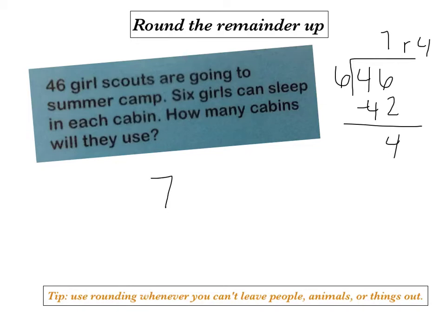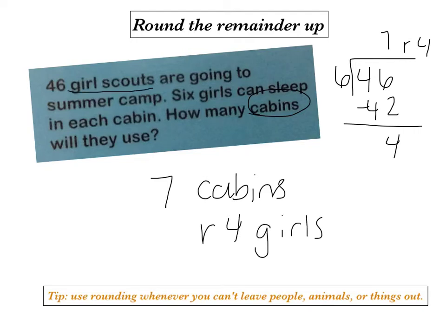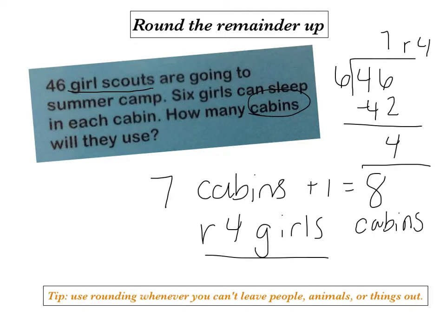We've got 7. How many cabins? 7 cabins. With the remainder of 4, what are we dividing? Girls. Well, we don't want to leave the girls out, so we need to have another cabin. We're not adding 4 cabins. We just need 1 more to fit the 4 girls. So I'm going to have 8 cabins. I just rounded up to the next whole number.